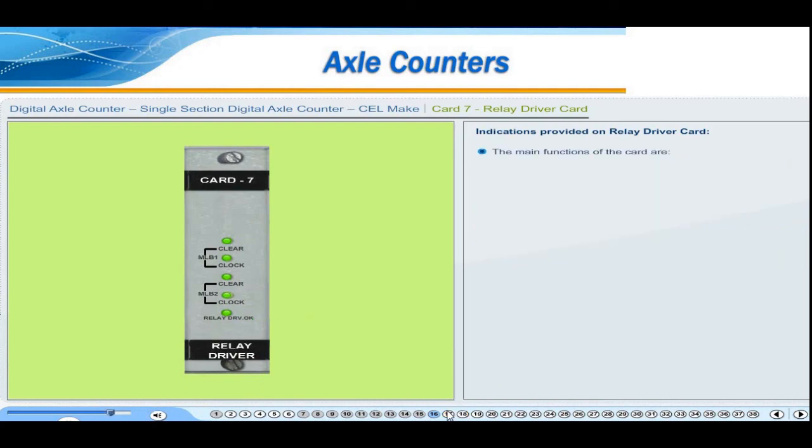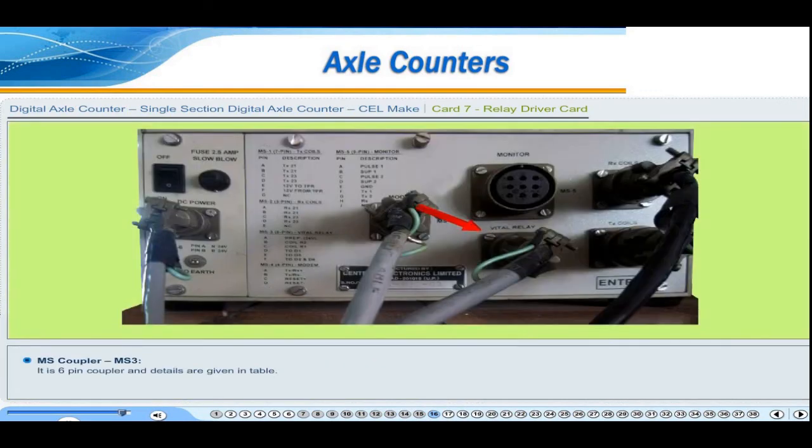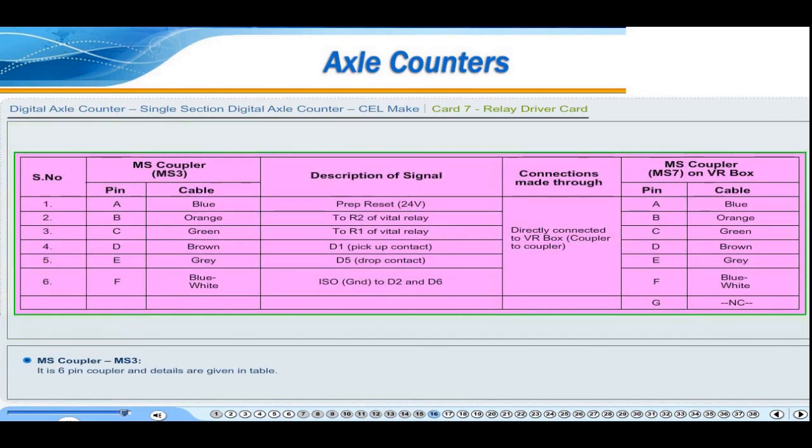The main functions of the card are dual clock checking circuit, opto isolator circuit, vital relay drive output, preparatory reset PR relay drive output. MS coupler, MS3. It is a 6-pin coupler and details are given in the table.